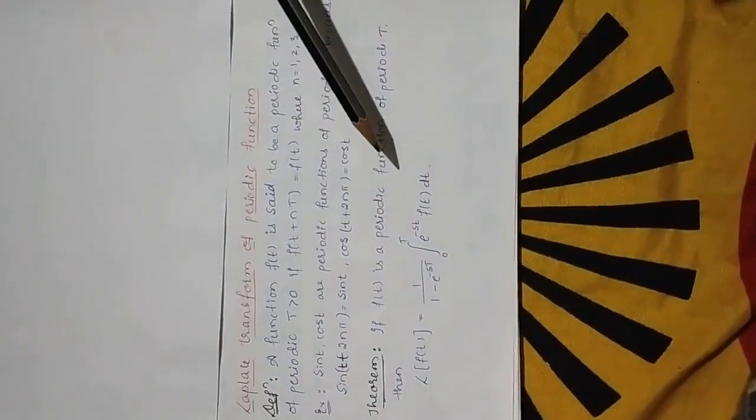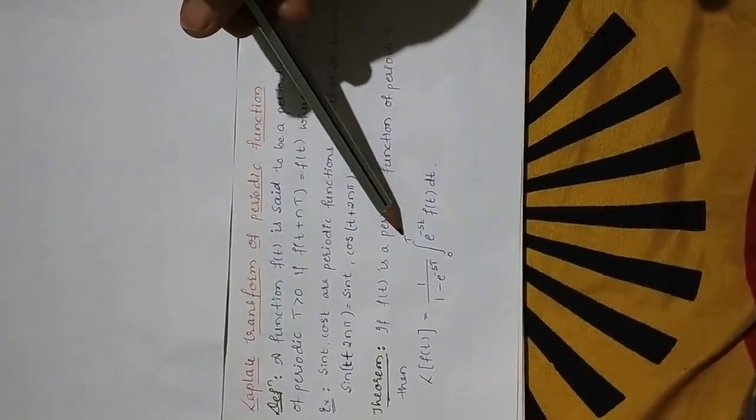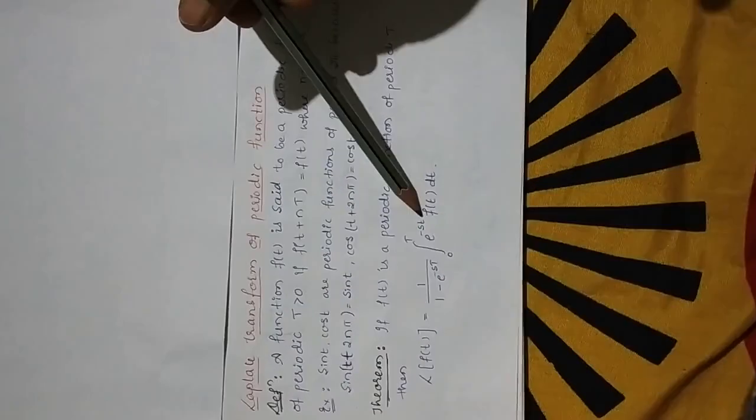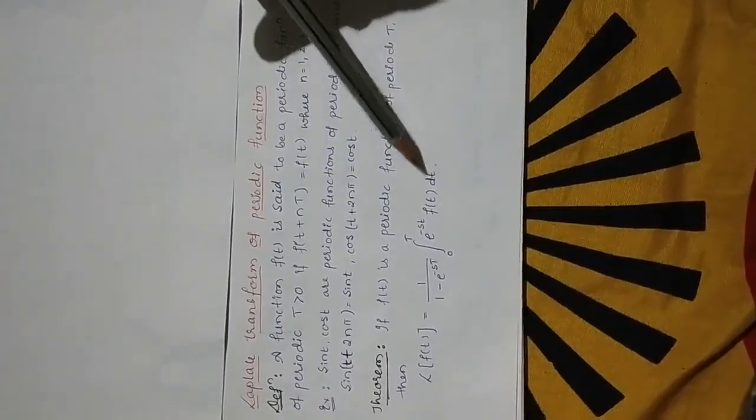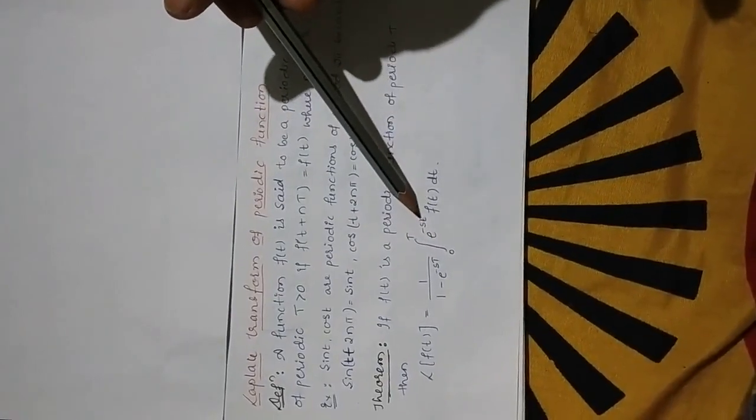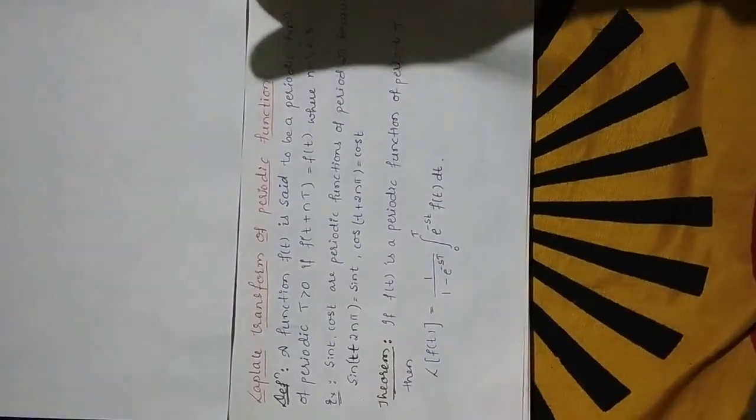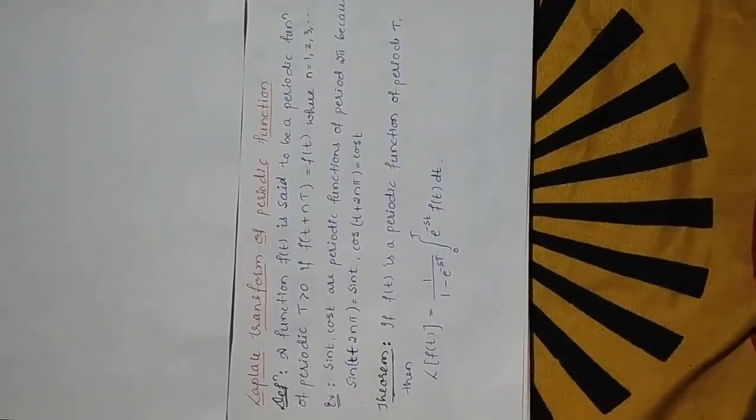Okay, there is a theorem on periodic functions. If f(t) is a periodic function of period T, then L{f(t)} = 1/(1 - e^(-sT)) ∫ from 0 to T of e^(-st) f(t) dt. This is a theorem. Okay, using this theorem, we are solving the problems.